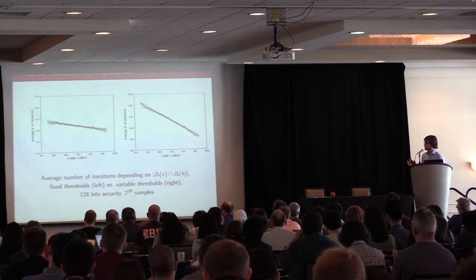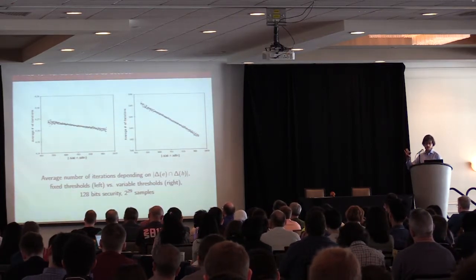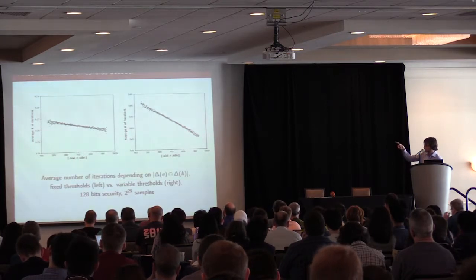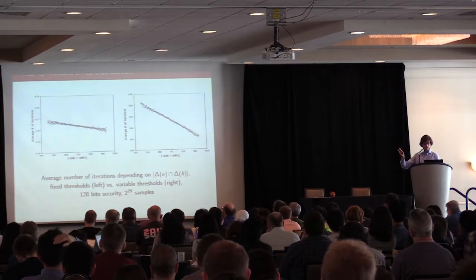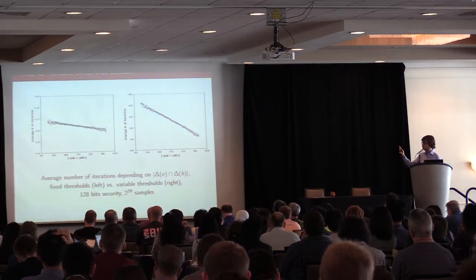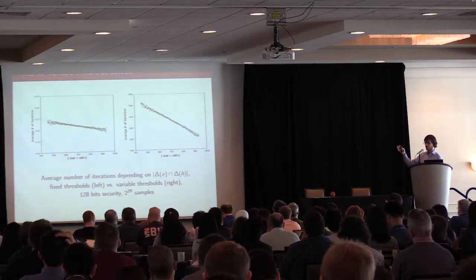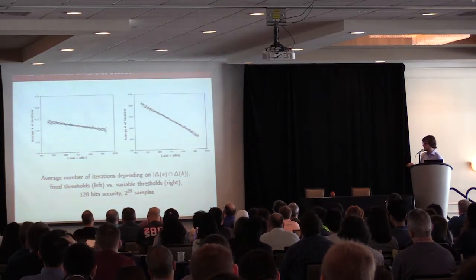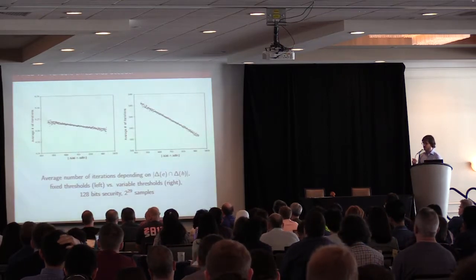For example, there are those called fixed threshold versus variable threshold. I'm sorry, we don't see the title. On the left you have the fixed thresholds, on the right you have the variable thresholds, and the more important the slope is, the more correlation there is. So here you see that with those variable threshold choices, you have more correlation.